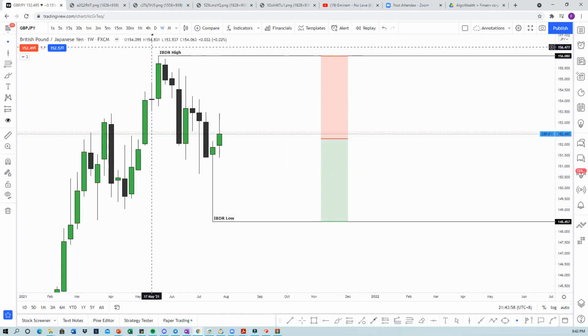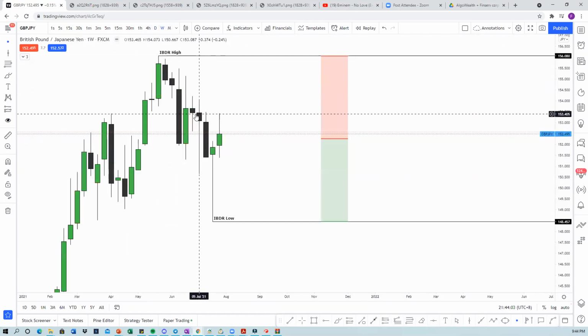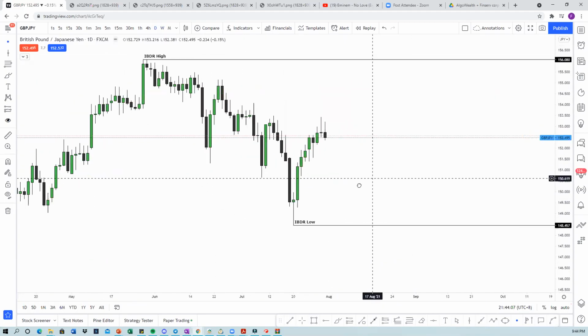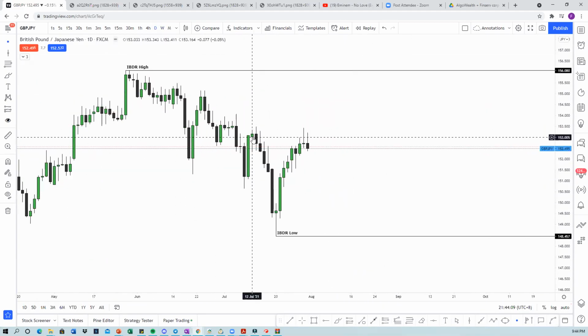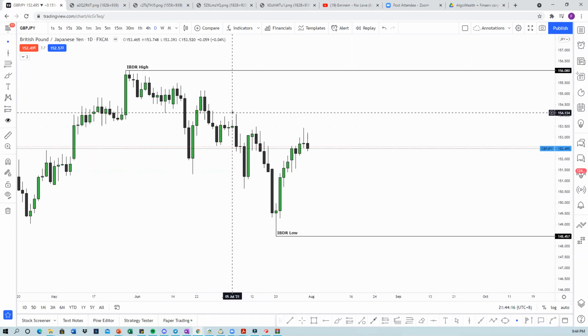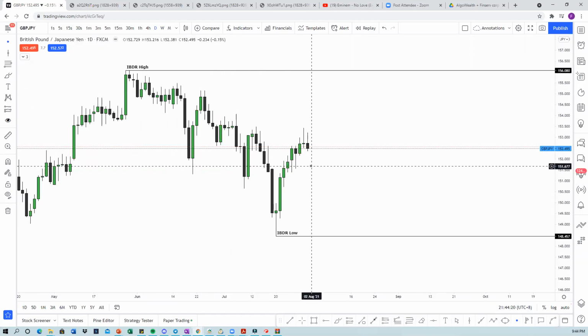Okay, so if you go to the daily, and before I forget, I think I see something. Oh no, I don't. Okay, so on the daily, we have this order block, we have this high. Now what's happening is we are seeing low resistance liquidity forming.